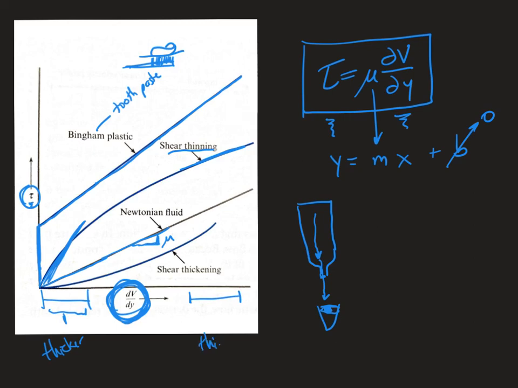Okay, so it's thinner over here. So that's why they call these shear thinning fluids. So basically, the more you stir these things, the thinner, the easier they are to stir. And there's two really good examples of this.